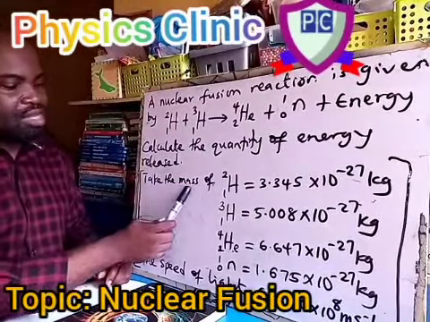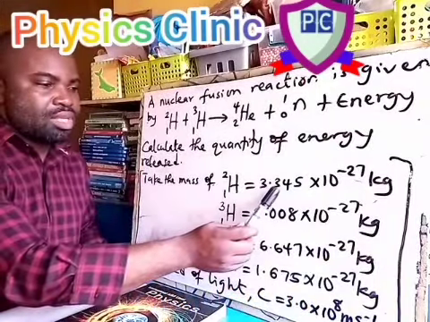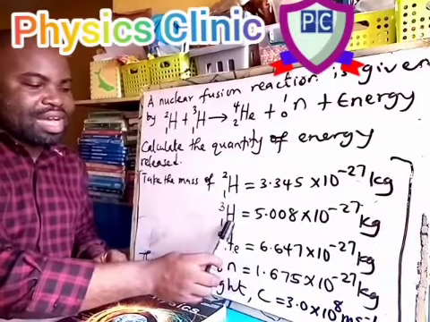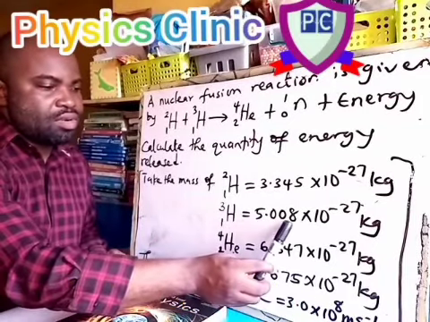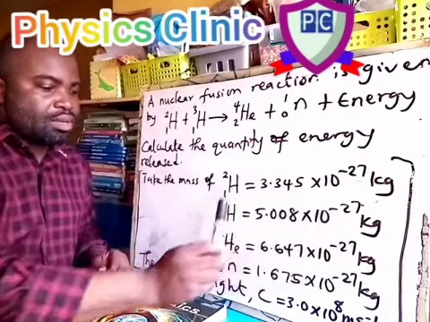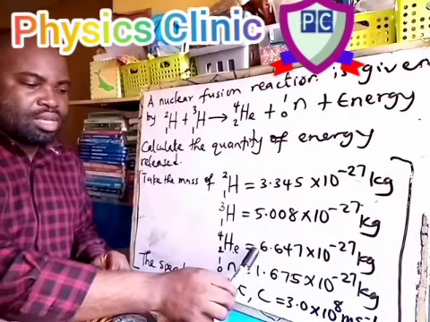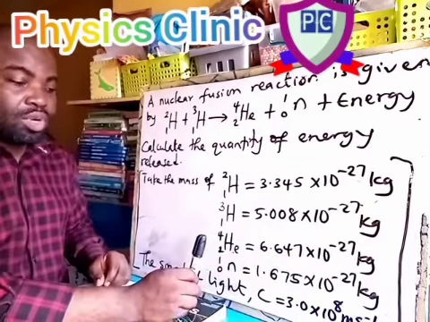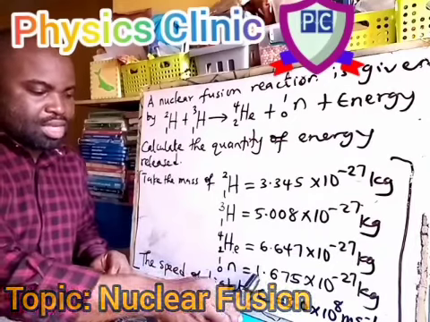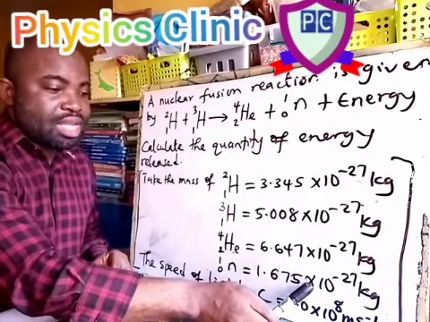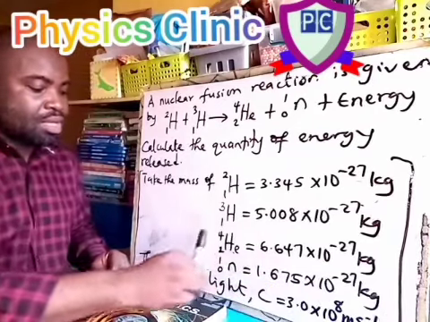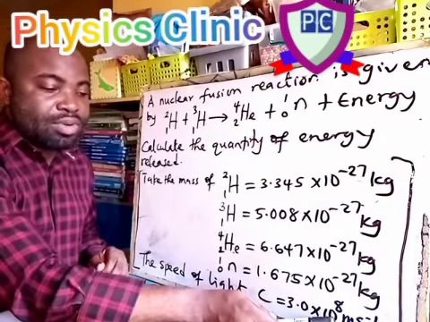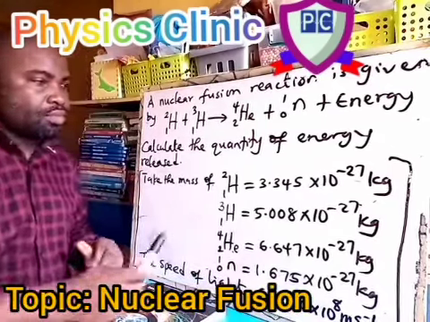We are given the mass of hydrogen 2 to be 3.345 times 10 raised to the power minus 27 kilograms. We are given the mass of hydrogen 3 to be 5.008 times 10 raised to the power minus 27 kilograms. The mass of helium is given as 6.647 times 10 raised to the power minus 27 kilograms. The mass of neutron is given as 1.675 times 10 raised to the power minus 27 kilograms. And the speed of light, c, is equal to 3.0 times 10 raised to the power 8 meters per second.